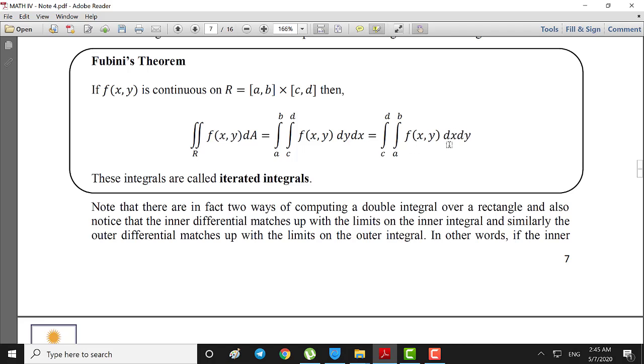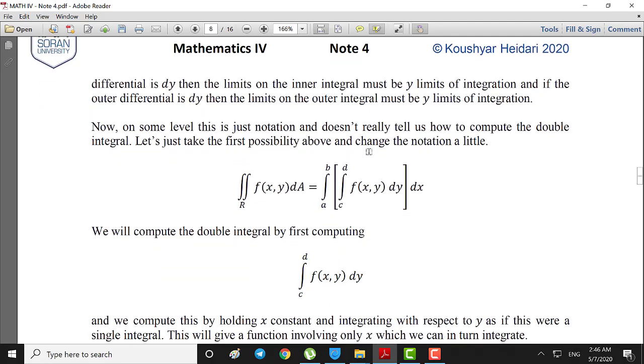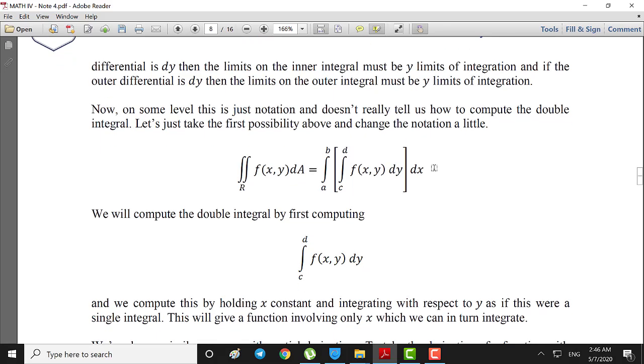We assume that we have an integration from c to d with dy, and we have to calculate the value of this inner integration, calculate the result, and then calculate the result of this outer integration. Okay? So there is an invisible parenthesis in the notation for double integrals, in the iterated integrals.